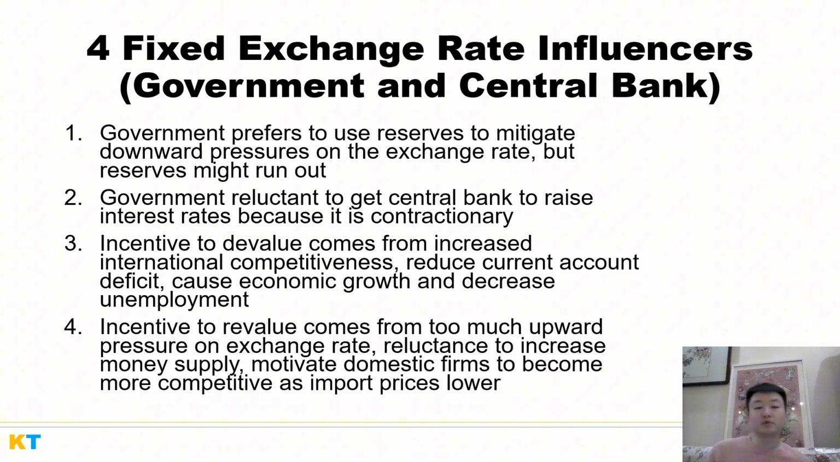So the fourth influencer of fixed exchange rates is if there's too much upward pressure on the exchange rate. Now, in this situation, there's an incentive for the government to revalue the exchange rate because if they want to keep it low, they have to keep selling their own currency. And this comes with the additional effect of increasing the money supply, right? Which is technically a monetary policy. Now, we don't want to increase the money supply if we don't want monetary policy effects. And so in that situation, the government might not have an incentive to increase the money supply.